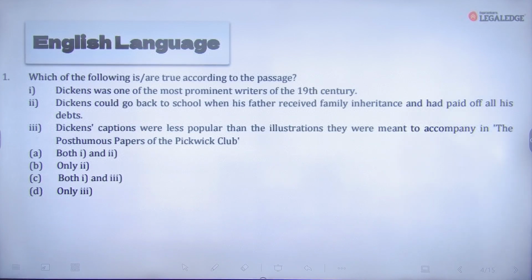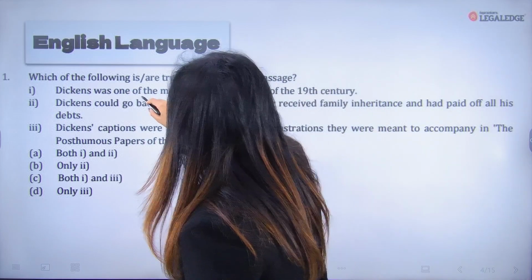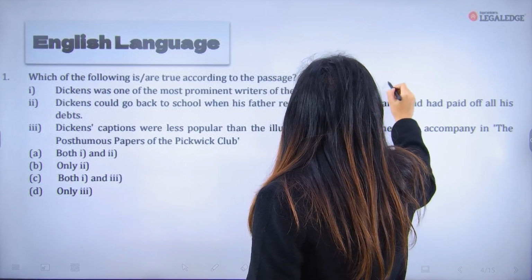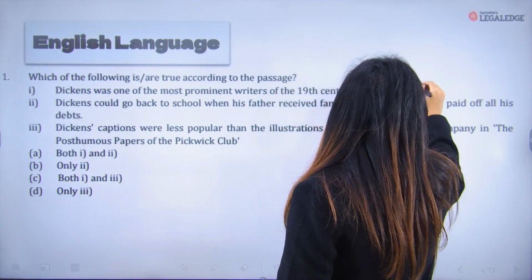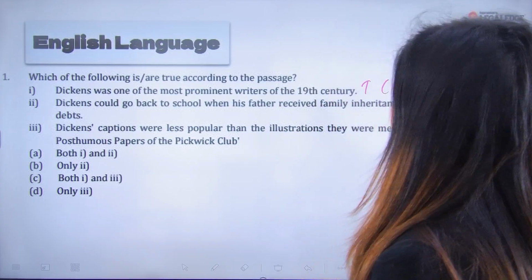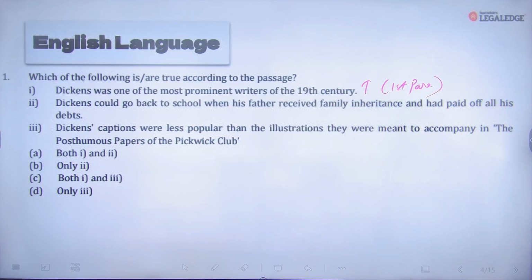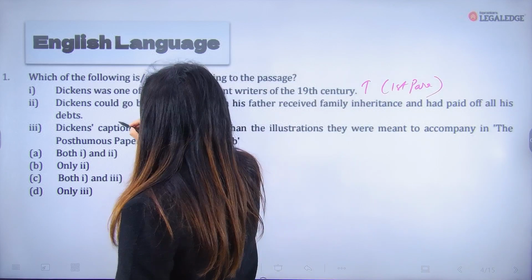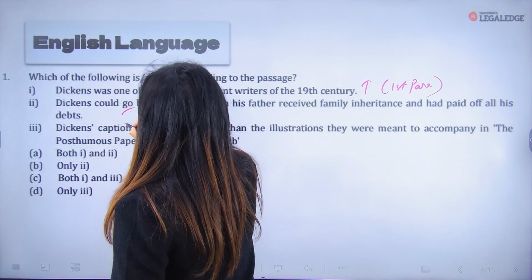So, which of the following is or are true according to the passage? Dickens was one of the most prominent writers of the 19th century. True, we get to know from the first para. Second one, Dickens could go back to school when his father received family inheritance and had paid off his debts. Yes, we get to know that at the age of, I think, 14 or 15, he goes back to school.